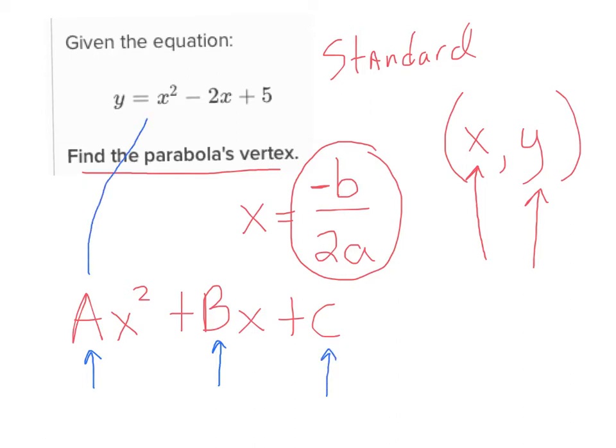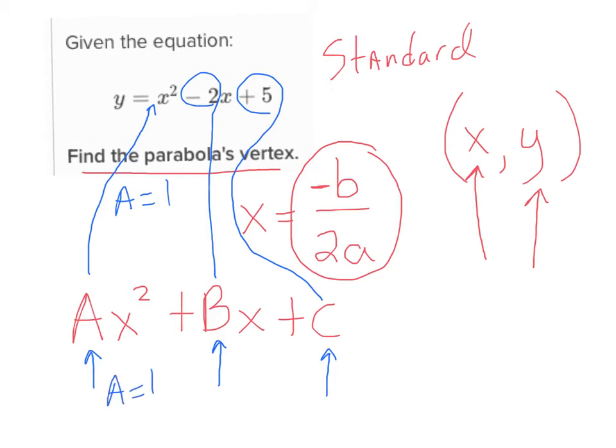So in our case, the number in front of the x squared, a, is 1. There's no number there, so it's understood to be a 1. Our b is negative 2, and our c is 5. Now our formula says negative b over 2a. First, let me write what a, b, and c are. A equals 1. B equals negative 2. And c equals 5.